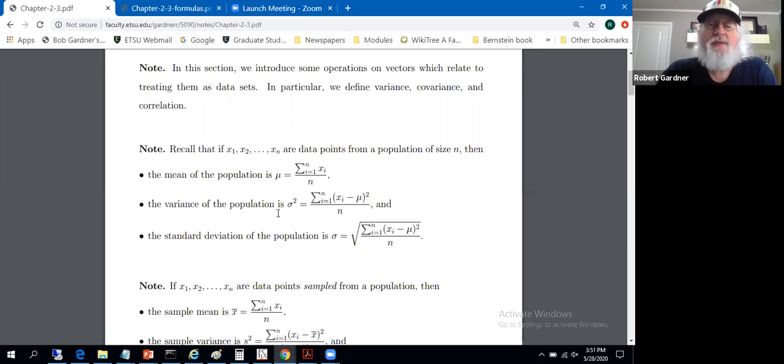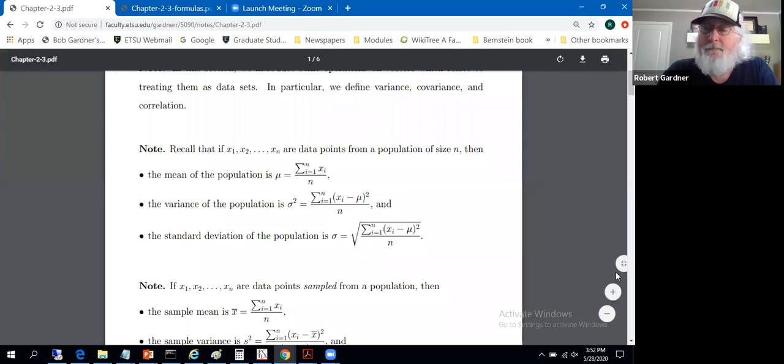The variance measures, in a sense, the spread of the data about the mean. So we take x sub i minus mu squared for each value of i, sum those up and divide by n. That's the usual definition for variance of a population, represented by sigma squared, where the standard deviation, sigma, is the square root of that quantity.